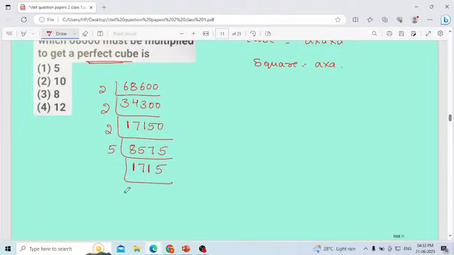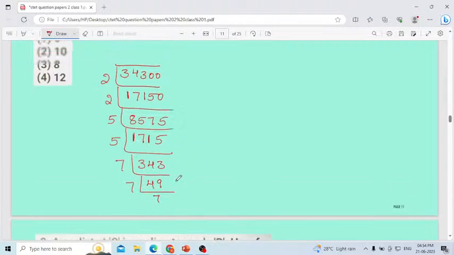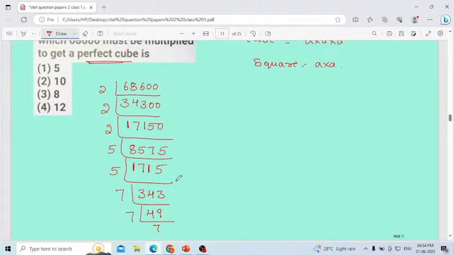This method no need to explain, everyone knows how to do it. Again cancel with 5, then 5 threes, 5 fours, 5 threes. Now take the next number 7. 7 fours are 28, 7 nines, then 7 sevens are 49. Again you will get 7 ones are. Yes, we will stop here only.